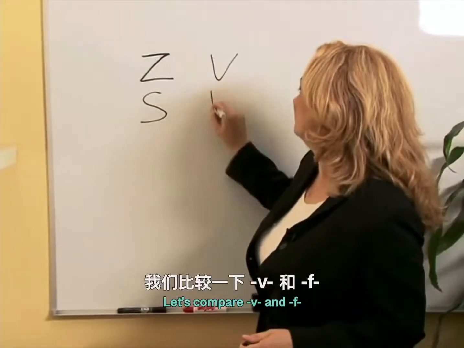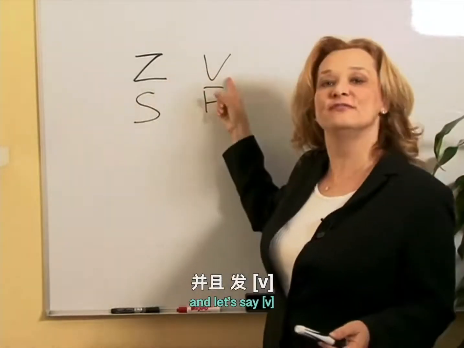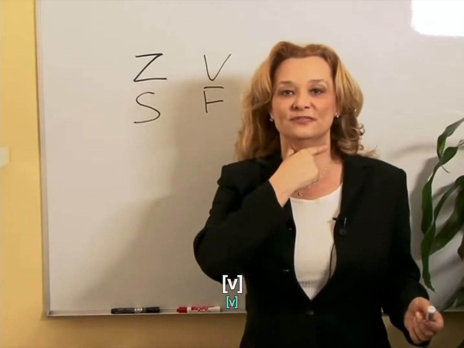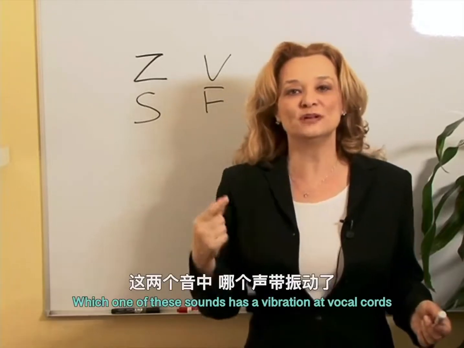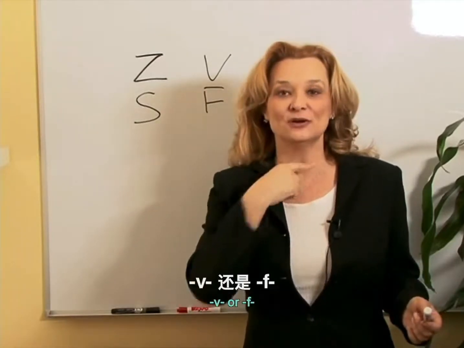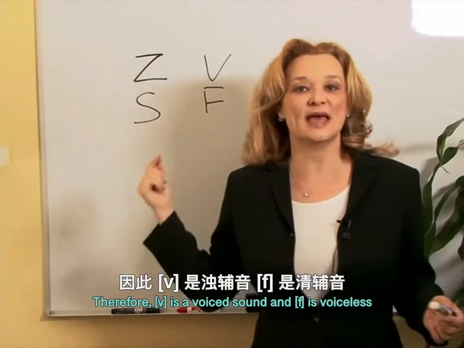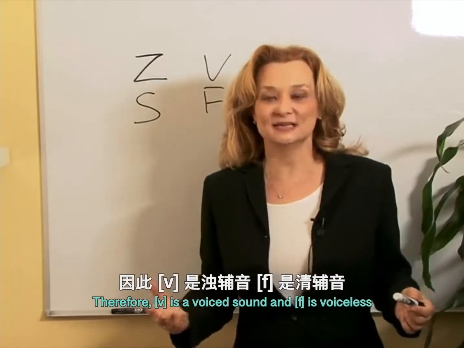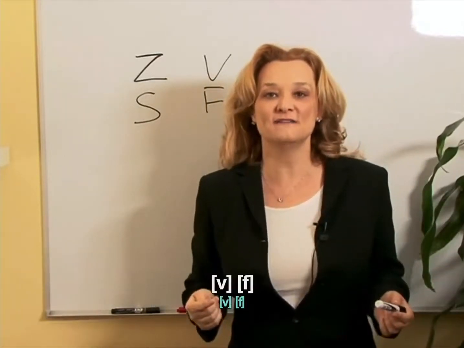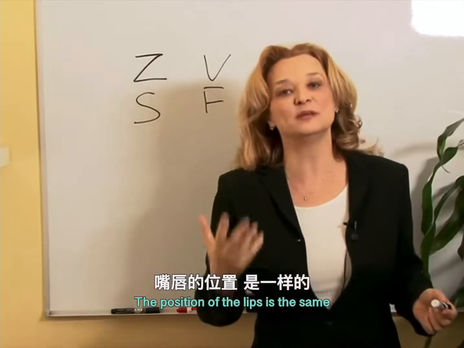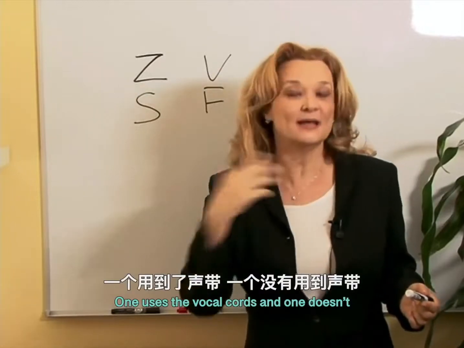Let's try another one. Let's compare V and F. Put your fingers on your vocal cords again, and let's say V. V, V, V. Now let's try F. Which one of these sounds has the vibration in the vocal cords, V or F? V, of course. Therefore, V is a voiced sound and F is voiceless. Other than that, the V and the F are exactly the same. Look at my lips. V, F, V, F. The position of the lips is the same, except one is voiced and one is voiceless. One uses the vocal cords and one doesn't.